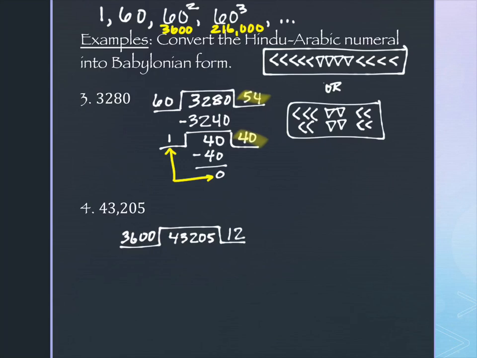Great. Okay. And we take that number 12 on the right and multiply it by the 3,600 on the left to find out what we subtract. And what do we subtract? 43,200. Ooh, almost all of it.